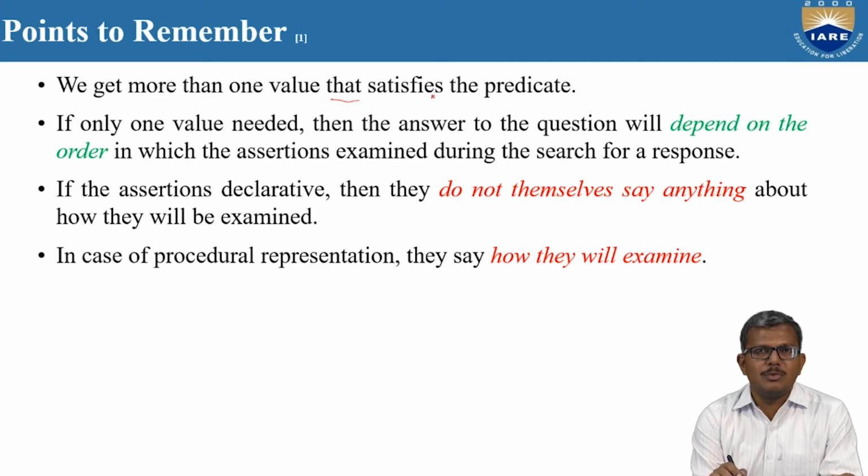Okay, right? In the procedural knowledge representation, all are true only. Y can be Marcus, Y can be Caesar, and Y can be Cleopatra. So how many possible outcomes did we get? Three possible outcomes we got.